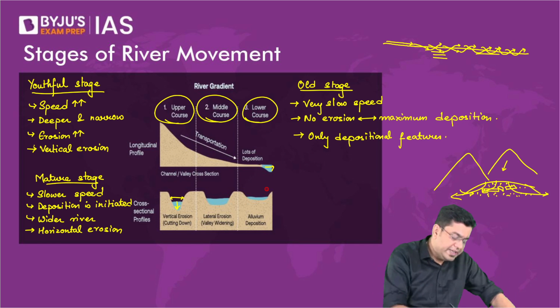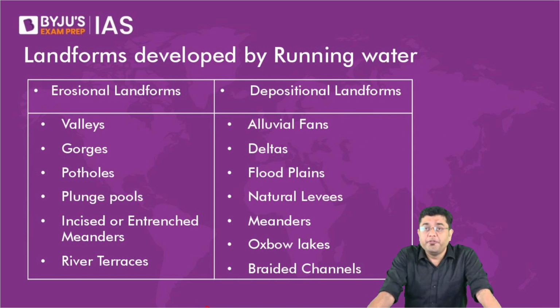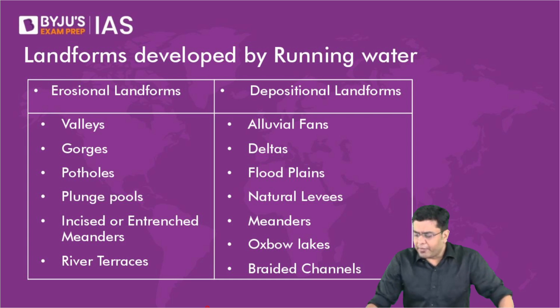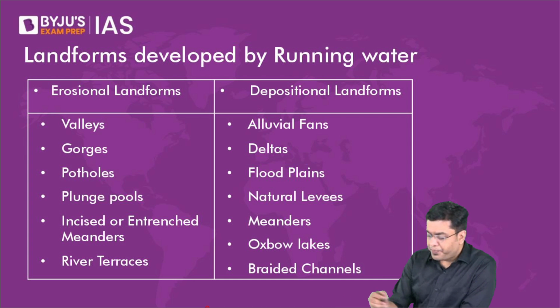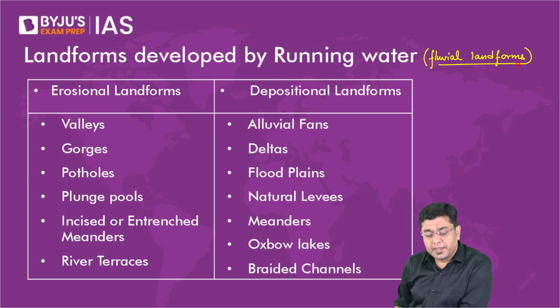Okay. Now, after this, we analyze the various different landforms which are developed by running water, that is, the river water. These are also referred to as fluvial landforms. Now here you can see a host of landforms created by erosion and a host of landforms created by deposition as well.